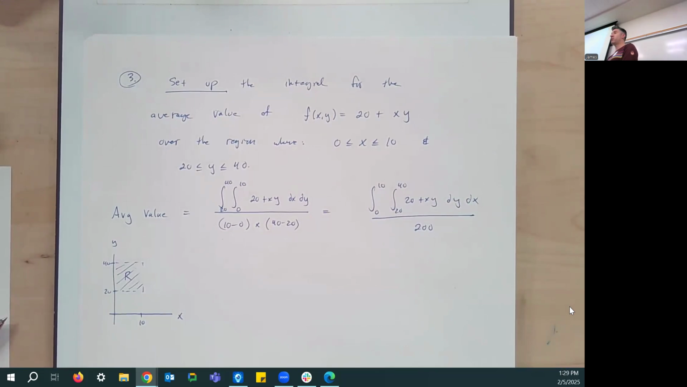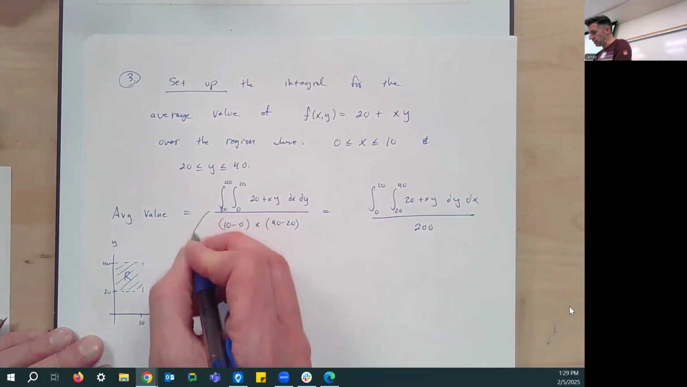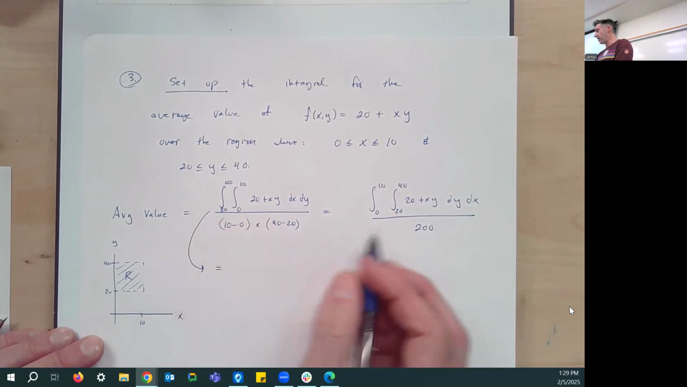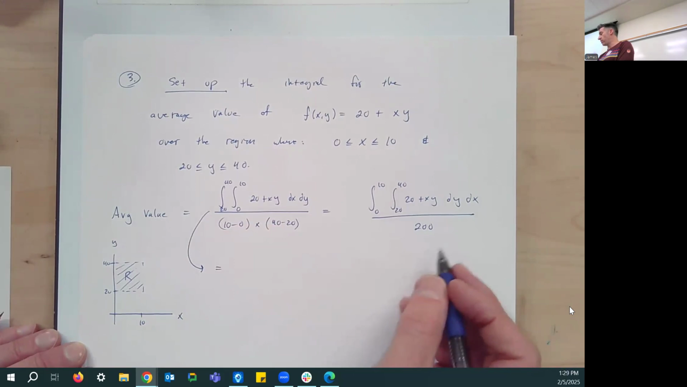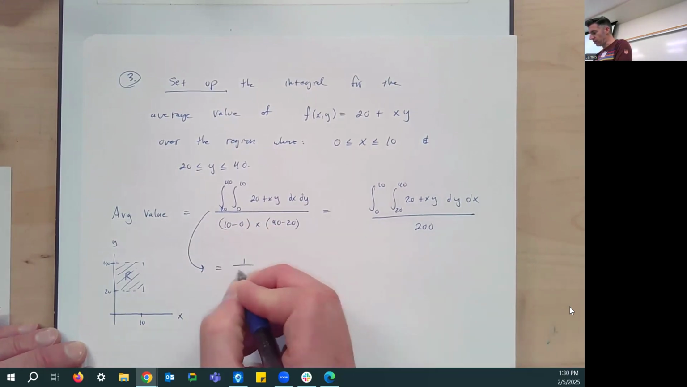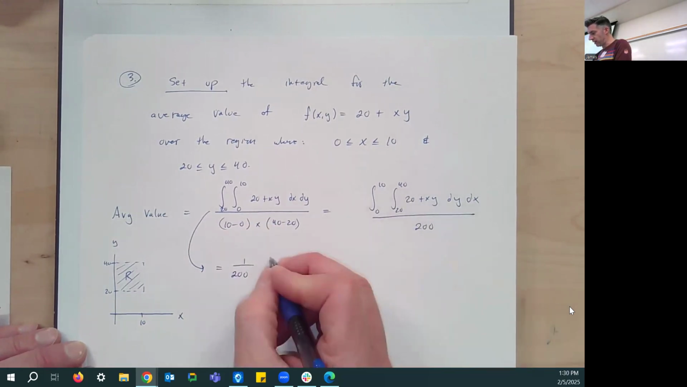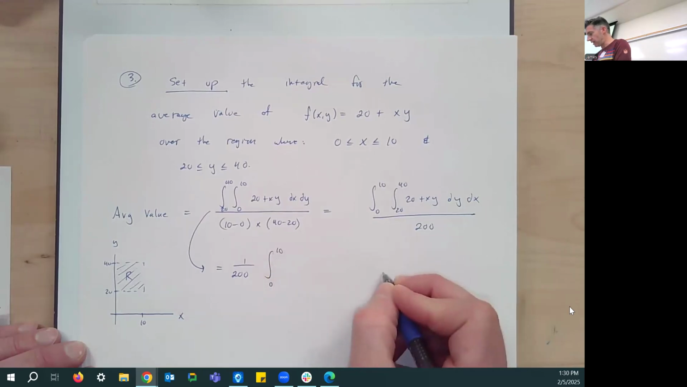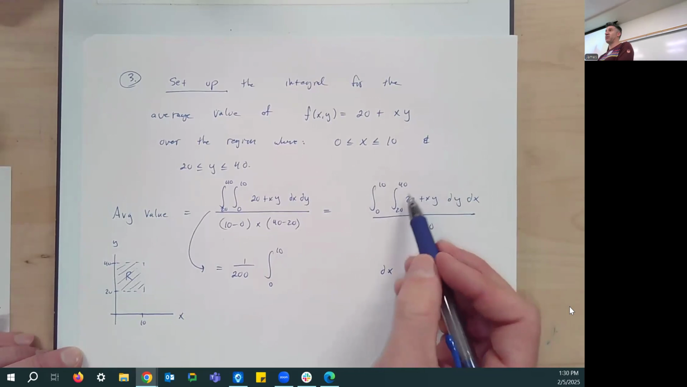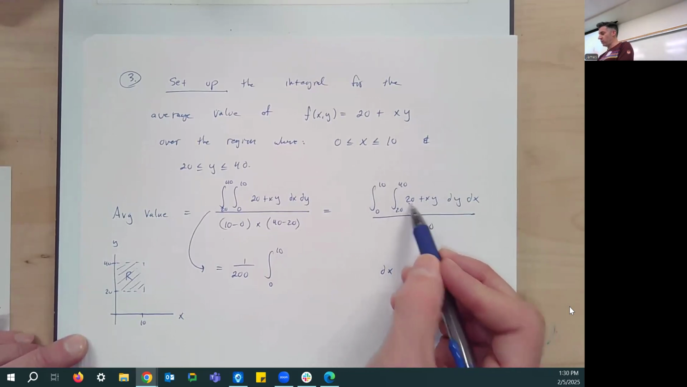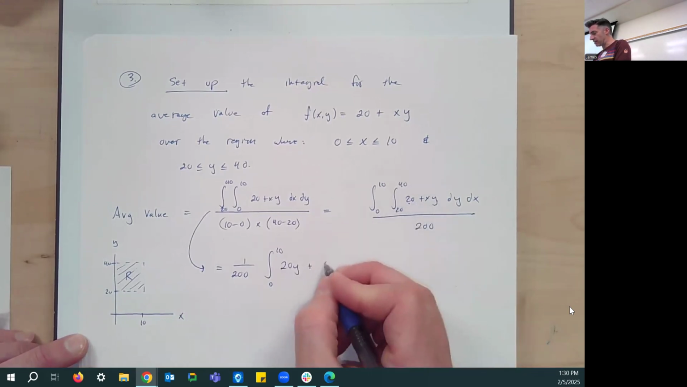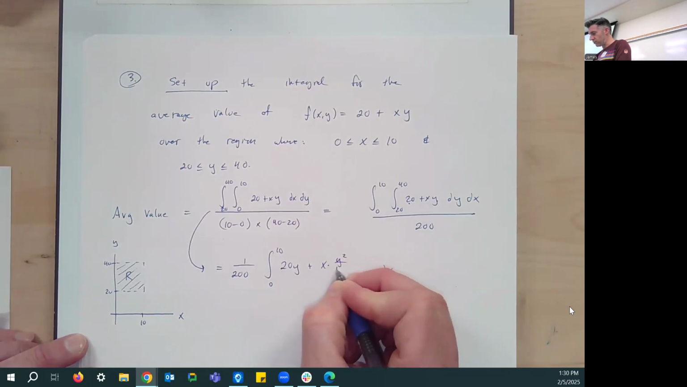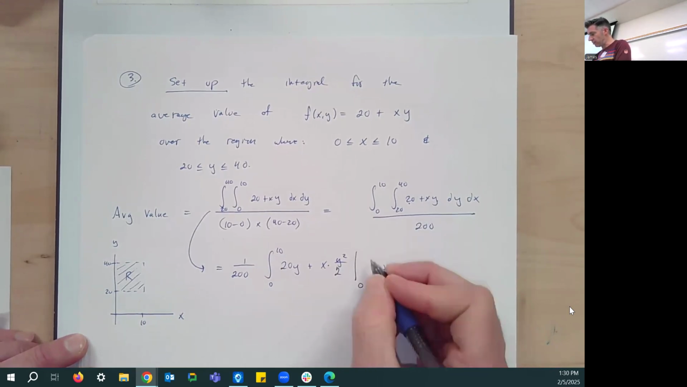And then let's go ahead and calculate, just to make sure that we're on the same page as far as doing it. So let's do it this first way. I kind of like writing it as a fraction first, but then I feel like it takes up too much space. So I usually just write it as 1 over whatever that number is times my integral. It's 1 over 200. The outer integral stays, so we're going to have the integral from 0 to 10, and a dx at the end. But then we're going to integrate the inside with respect to y. So the antiderivative of 20 is going to be 20y, and the antiderivative of x times y is going to be x times y squared over 2, evaluated from 0 to 10.